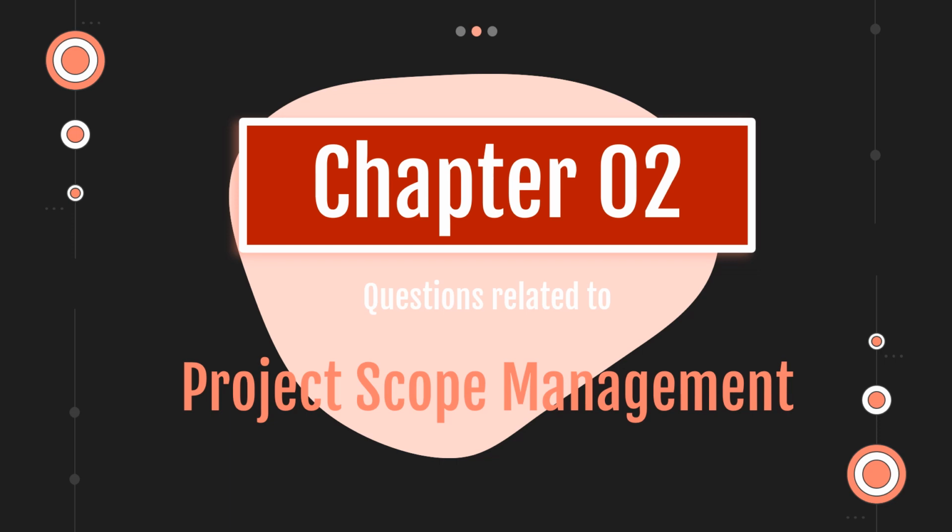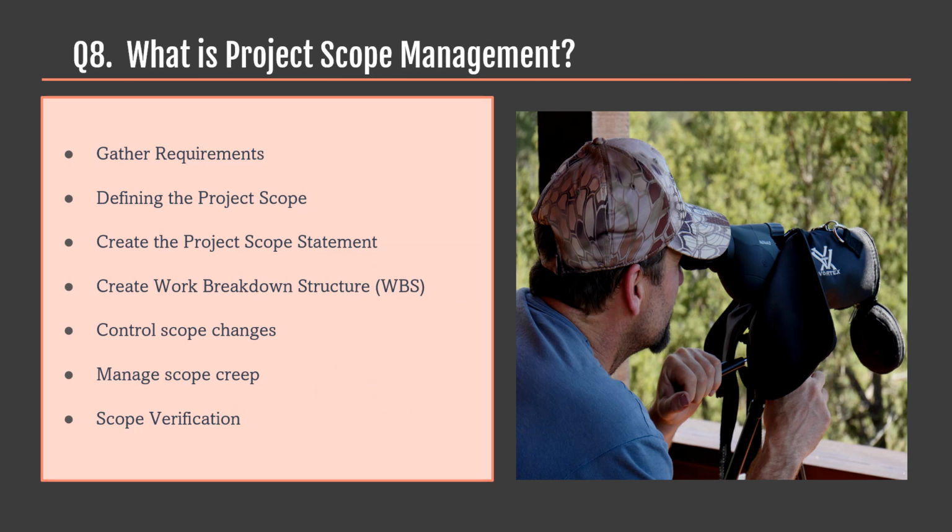Okay, let's begin with chapter 2, that is questions related to project scope management. Question number 8. What is project scope management? Project scope management involves defining and controlling what work is required and what is not required to complete a project successfully. Mary started off by getting requirements like user-friendly interface, menu selection, order tracking with the help of the product owner.